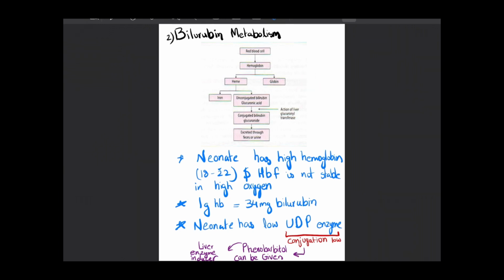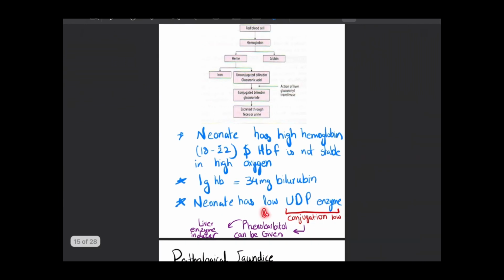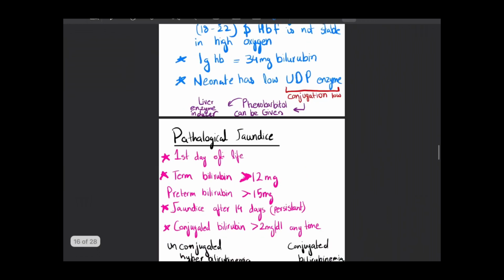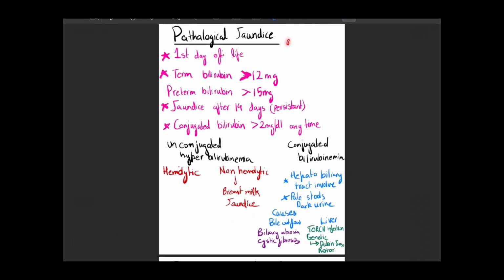If you want to see the whole video, it is uploaded. And the reason why jaundice occurs in the neonate is because it has a high concentration of hemoglobin, and hemoglobin F, which is in the fetus, is not stable in a high oxygen environment. 1 gram of hemoglobin breaks down to 34 milligram of bilirubin, and the neonate has low conjugating enzyme. UDP enzyme is the conjugating enzyme. It is here in this step, which is in the liver, and for that we can give phenobarbital, which is a liver enzyme inducer.